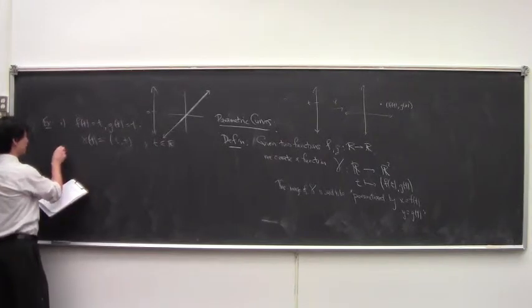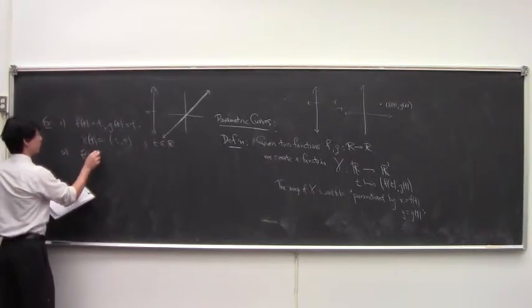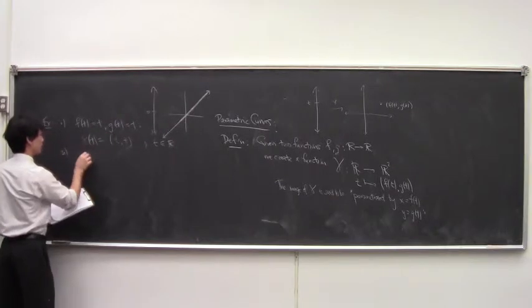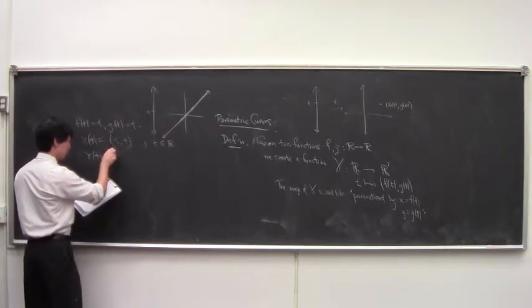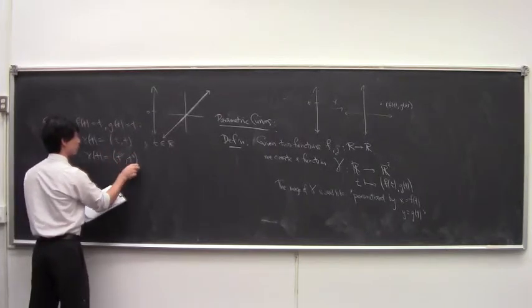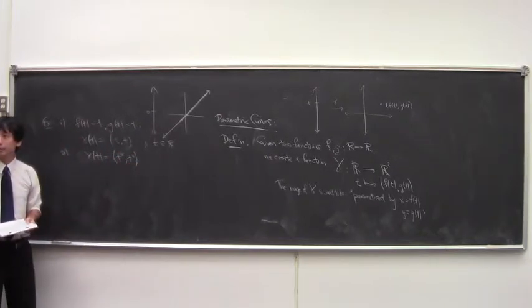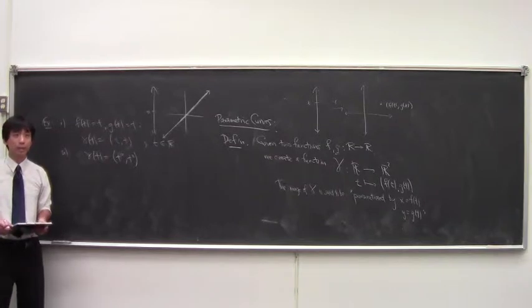Okay. Here's another example. I'm just going to write it in shorthand. So gamma of t is t squared, t squared. What is that?